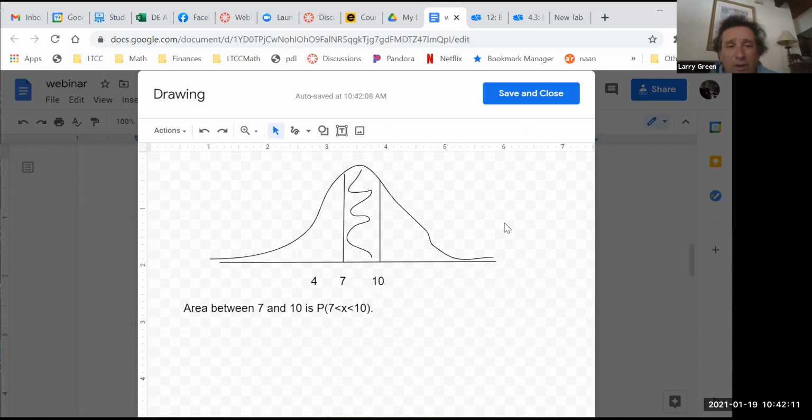Okay, and just to note, the probability of being exactly 7 is 0, because the area of a line is always 0. So the area of being exactly anything is always 0. So a probability of 0 does not mean it can't happen when it comes to continuous variables. That's a little weird to feel, but it's just the way it is. But between numbers, then you usually won't get 0.